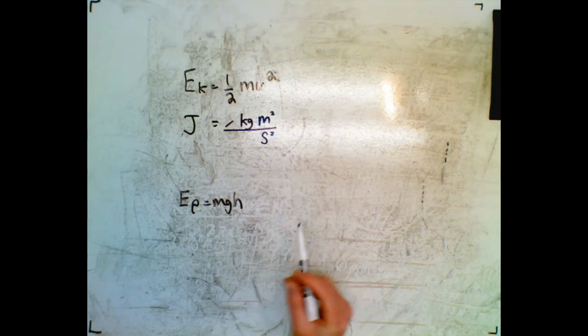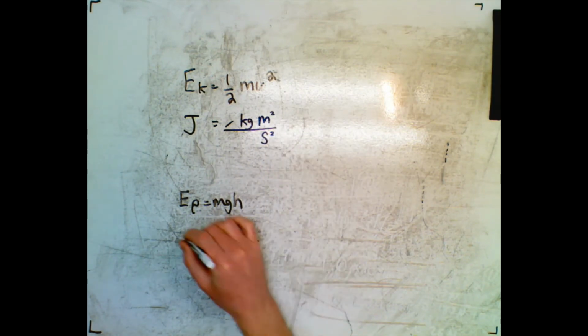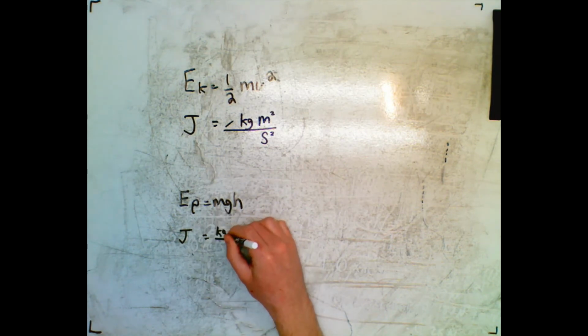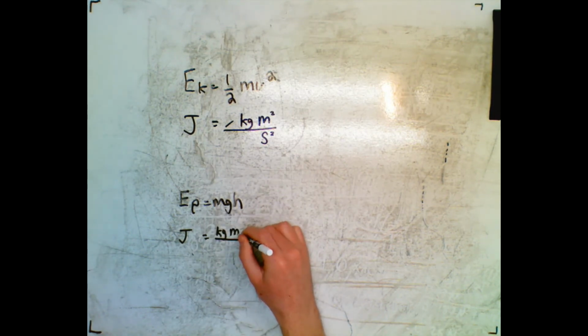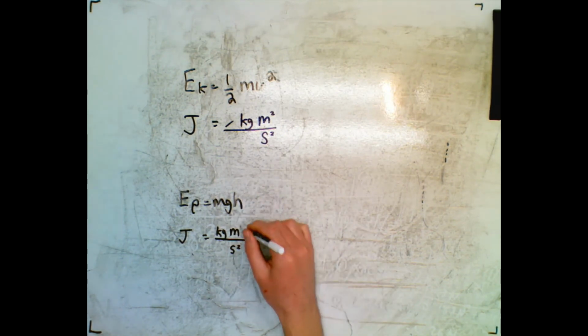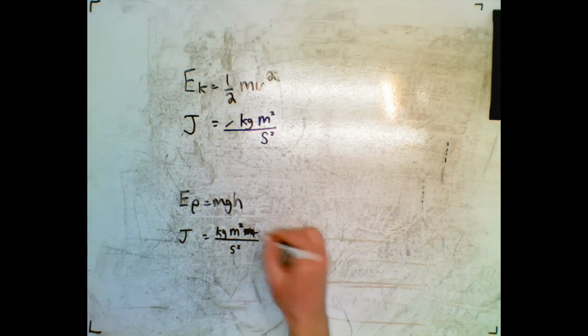Okay, we can do the same thing with this. So EP is in joules, mass is in kilograms, g is in meters per second squared, and then height is in meters. So meters times meters is meters squared. So both ways it gets us to a joule being equal to a kilogram meter squared per second squared. Right? Use those formulas to help you.